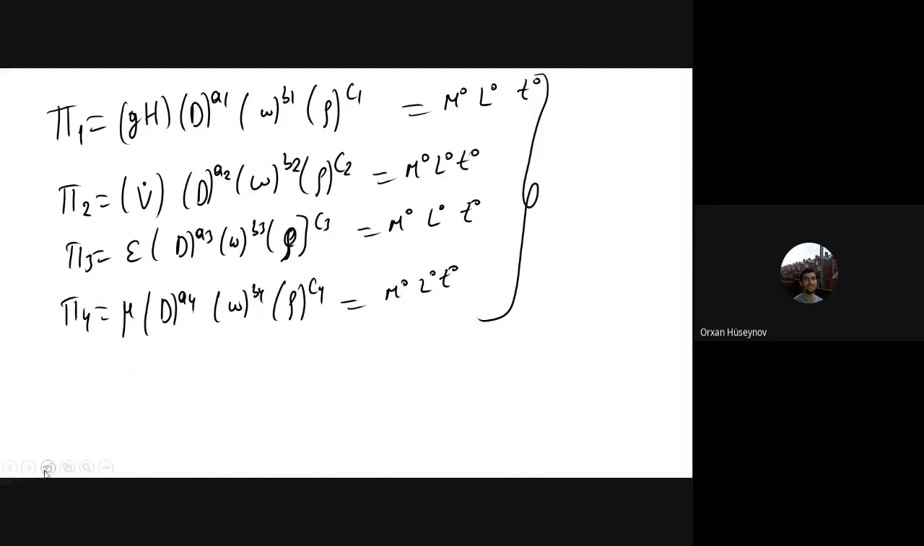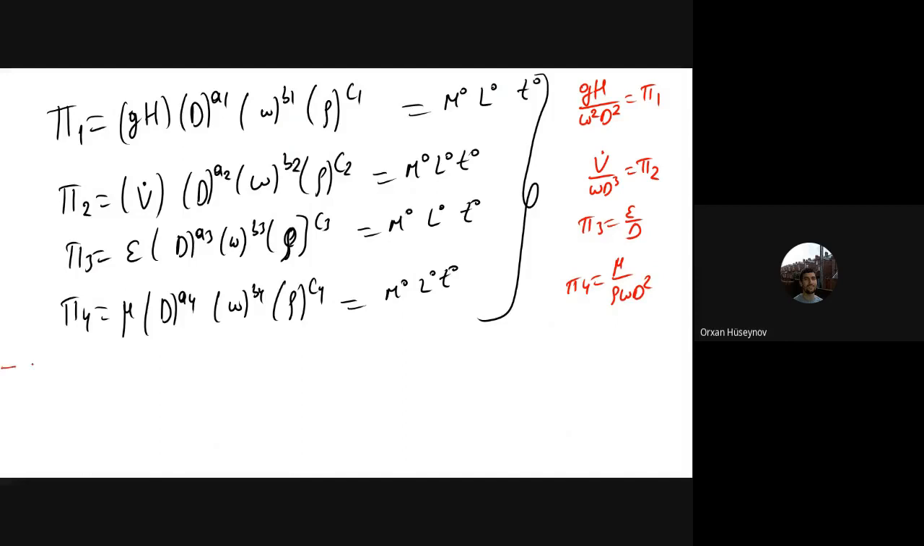For the first one, you will have gH divided by omega squared and the diameter squared, which will be pi 1. And pi 2, you will have V dot by omega d to the power of 3. This one will be pi 2. And pi 3 will be epsilon by d. And pi 4, you will have mu divided by rho omega diameter squared.